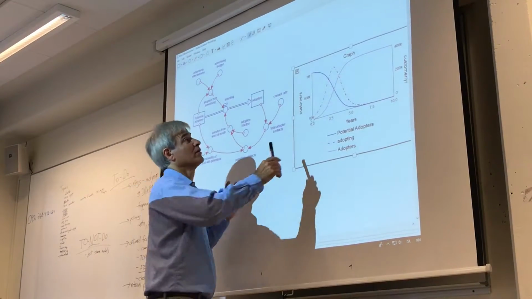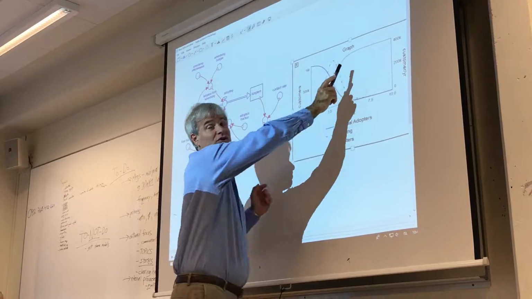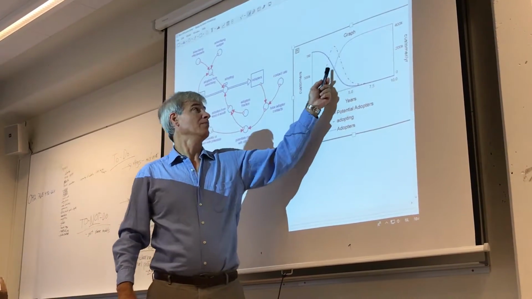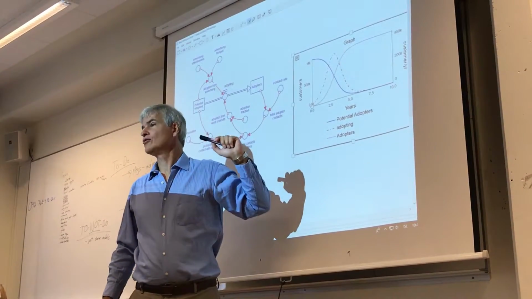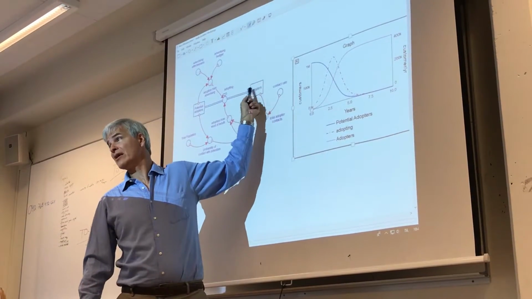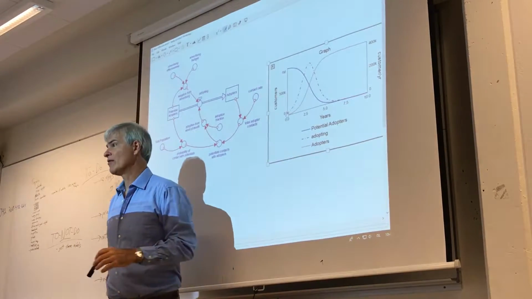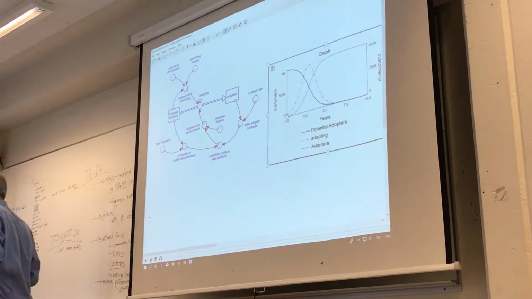This is the basic behavior, right? So potential adopters are falling as adopters are increasing. They meet in the middle, no surprise, and that's the same point where the number of people adopting peaks. That's the point where they meet. So there's the peak of that. Everyone familiar with that basic idea and structure?